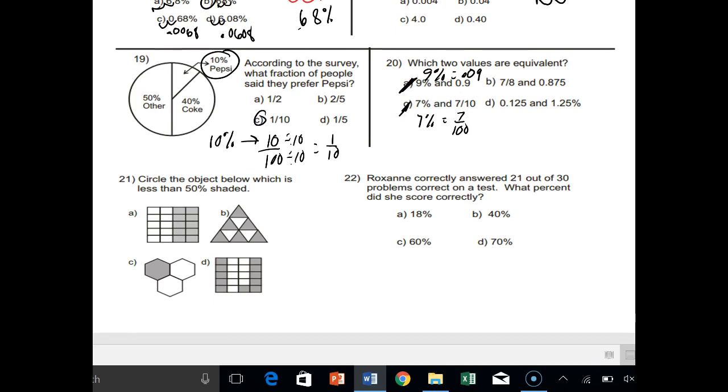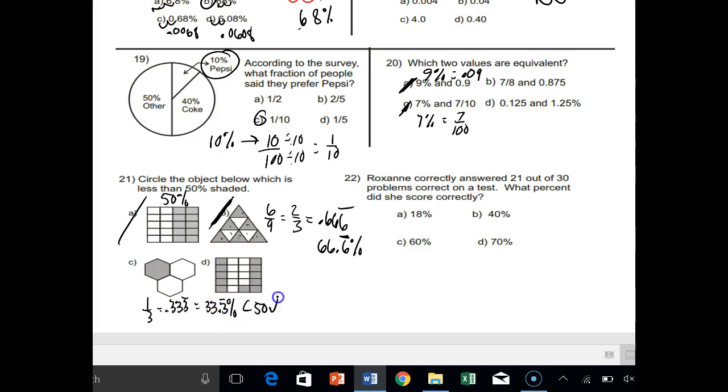All right, 21. Circle the object which is shaded less than 50%. Well, this is definitely 50% right there, so that's out. This is 1, 2, 3, 4, 5, 6, 7, 8, 9. So out of 9, we have 6 out of 9. And 6/9, which is really 2/3, which is really 0.666 repeated, which is 66.6% repeated. So that's greater than 50%, so that's out. This is 1/3, which is 0.333 repeated, which is 33.3% repeated, which is less than 50%. So that's your answer, C.